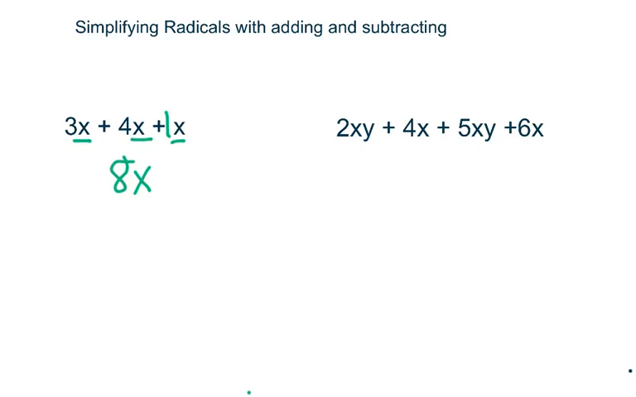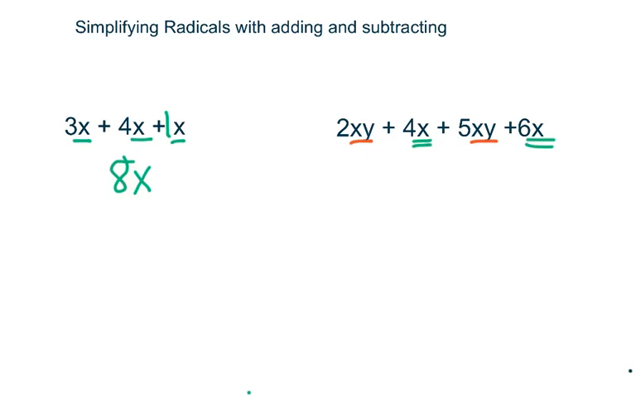Take a look at the second example here. I have 2xy plus 4x plus 5xy plus 6x. Again, we want to focus on their cabooses. Here I have an xy, and over here I have an xy, so they have the same caboose and I'm able to combine them. Where here I have an x, that's different than an xy. I cannot combine it with the xy, but it can go with the other train that has a similar caboose there. So I'm going to put 2 underlines there.